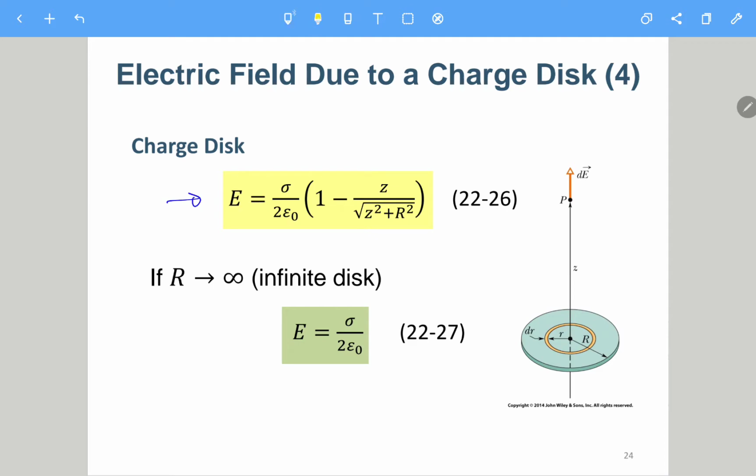And we have another assumption, R tends to infinity, which means that this disk is infinitely large. If R is infinitely large, this term will tend to 0 as R tends to infinity. So this will become a very tiny expression: E equals sigma over 2 epsilon naught. Actually, this is just a constant. 2 is of course a constant, and sigma is the surface charge density of the disk.